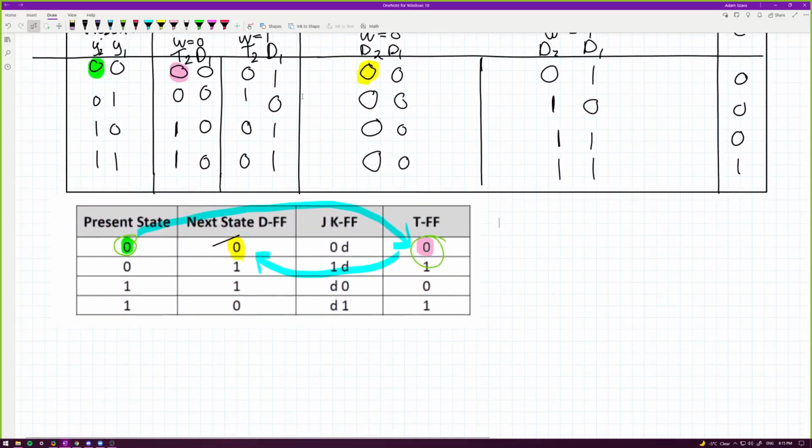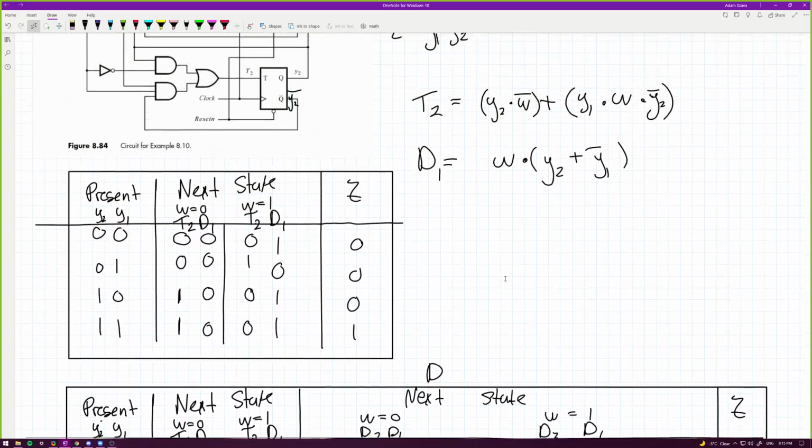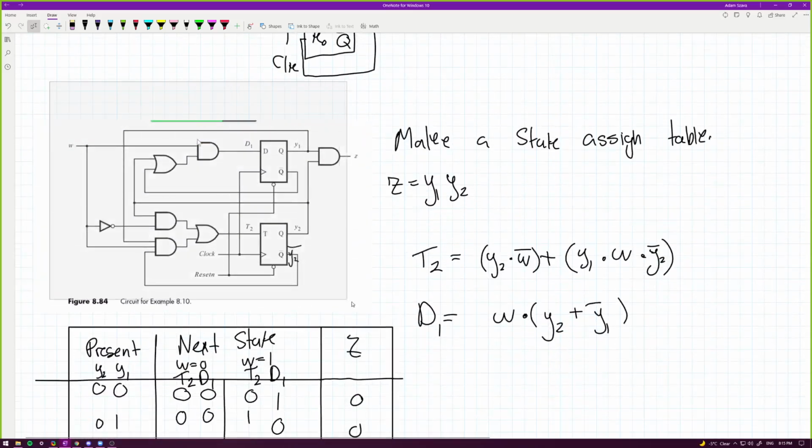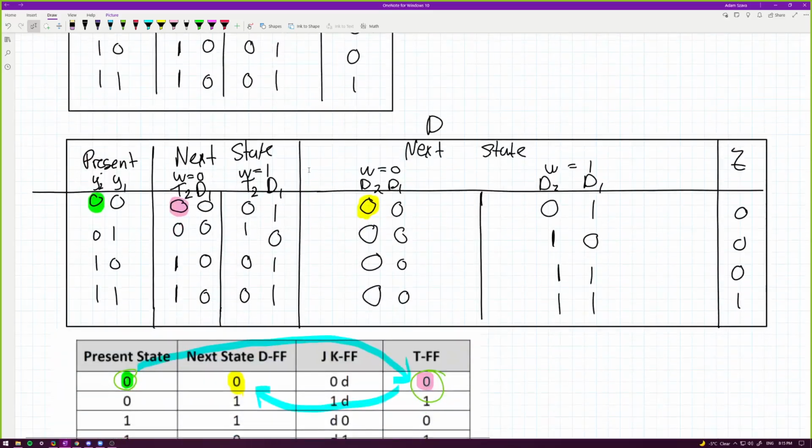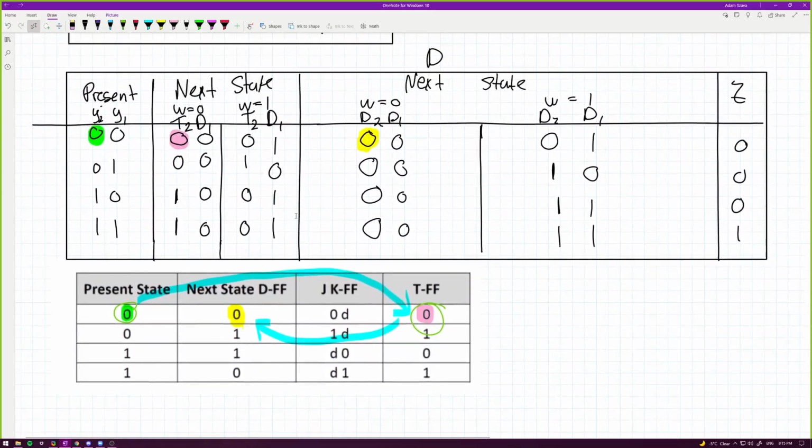Oh, yeah, you're right. Sorry, I thought we were going to make the circuit. That's why I was making equations. But yeah, we could also make the circuit. Oh no, we know the circuit. We have the circuit here. This is with different flip flops, but same circuit. So we can make the state diagram now.